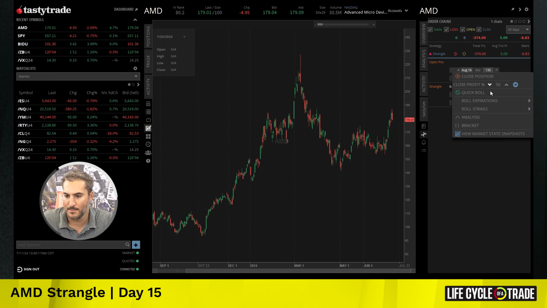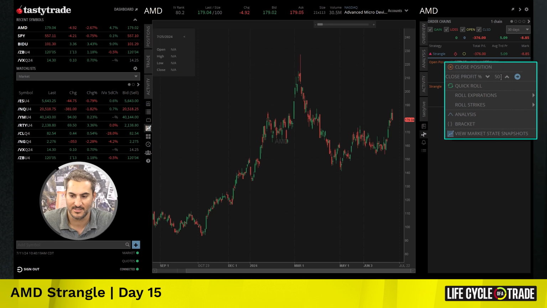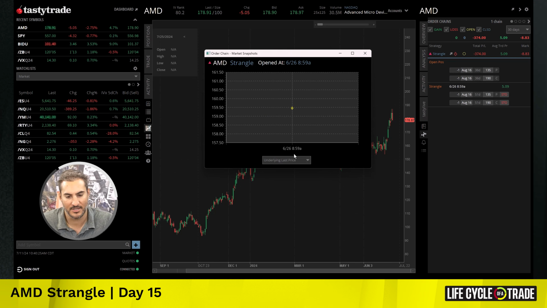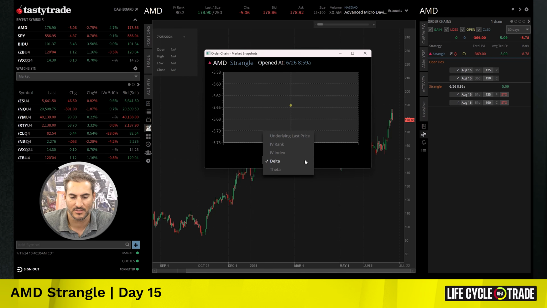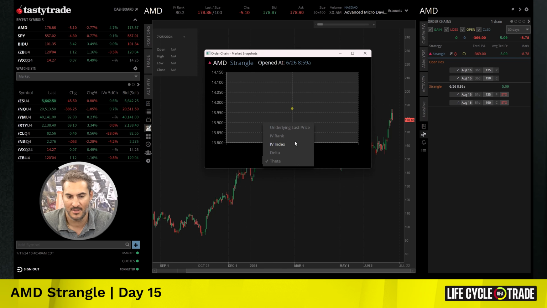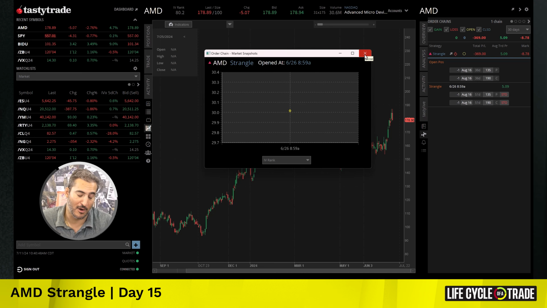We can actually pull up, if you right click on the order chains here, the market snapshots, which will tell us a bunch of information about the stock. So at the time of the trade, it was at 159.50. You can see my overall delta exposure was only 5 short deltas, 6 short deltas here. Had a very high theta, of course, because it's a big position. IV rank at that time was 30. It's now 80. So you've had a lot of things work in our favor in terms of volatility, time decay. We've gotten hit by some delta, though.